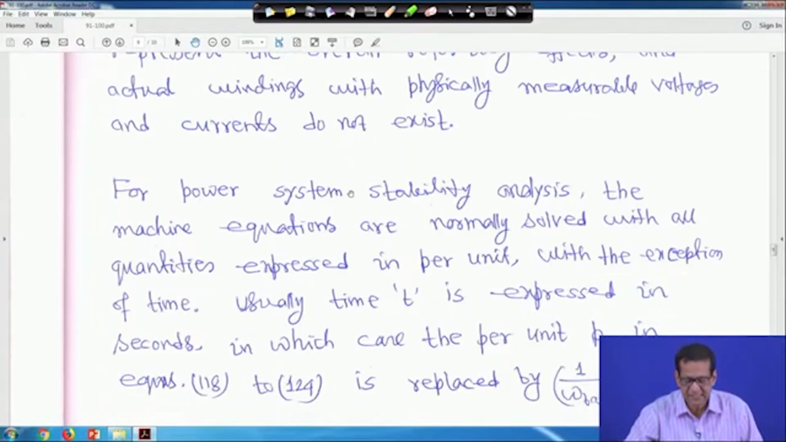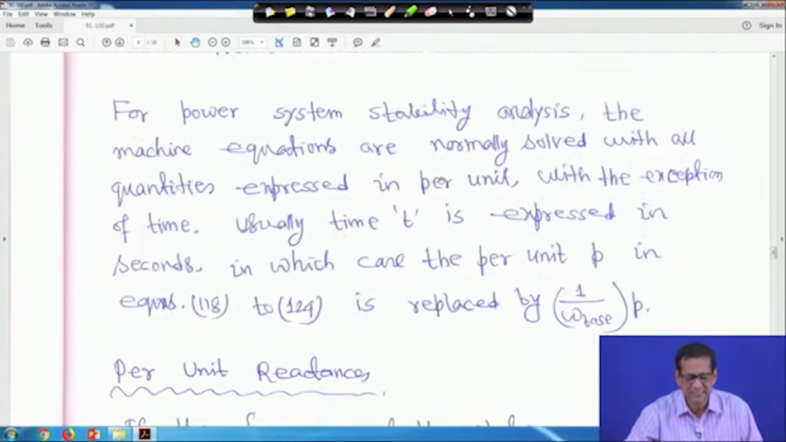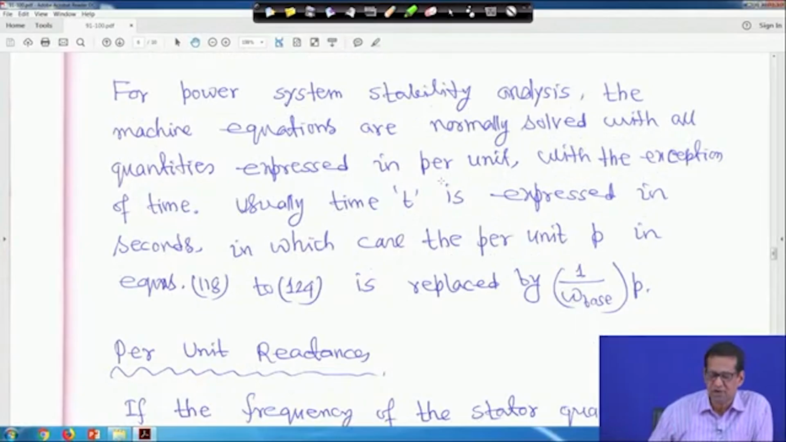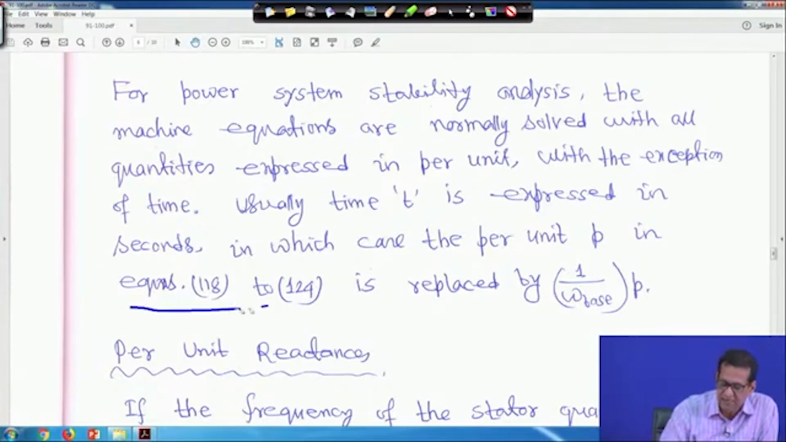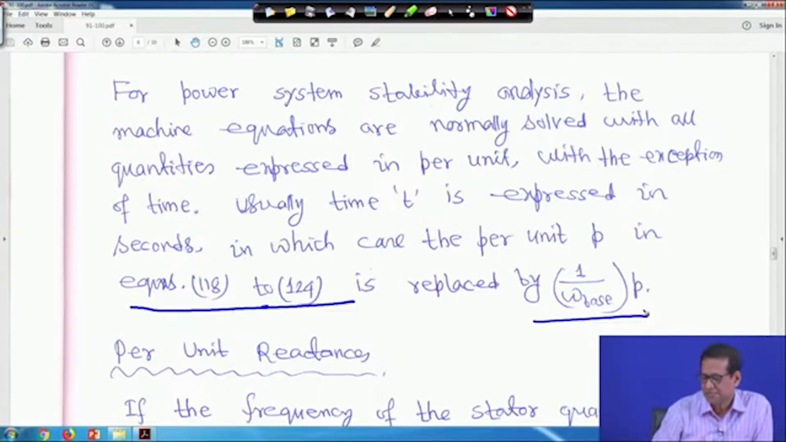Next, for power system stability analysis, the machine equations are normally solved with all quantities expressed in per unit, with the exception of time. Whenever we do time domain simulation, later we will see something, right. So, time will be in seconds, but all other quantities will be in per unit. That actually makes our analysis easier. And usually time t is expressed in seconds, in which case the per unit p in equations 118 to 124 is replaced by 1 upon omega base into p.